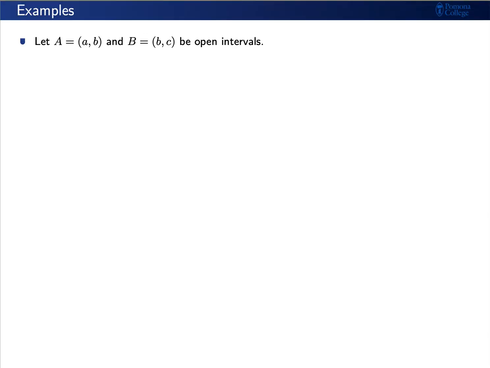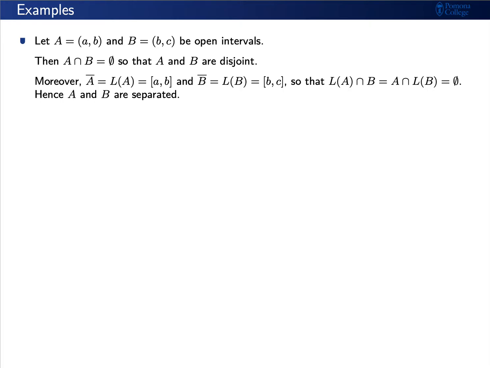Before we try to prove this theorem, let's go over some examples. Let's say that capital A is the open interval from lowercase a to lowercase b, and capital B is the open interval from lowercase b to lowercase c. Then A and B are disjoint because the intersection of A and B is the empty set. Moreover, the closure of A is the closed interval from lowercase a to lowercase b, and the closure of B is the closed interval from lowercase b to lowercase c. So in this case, we see that A bar intersect B is the empty set, and A intersect B bar is the empty set. This means that capital A and capital B are two separated sets.